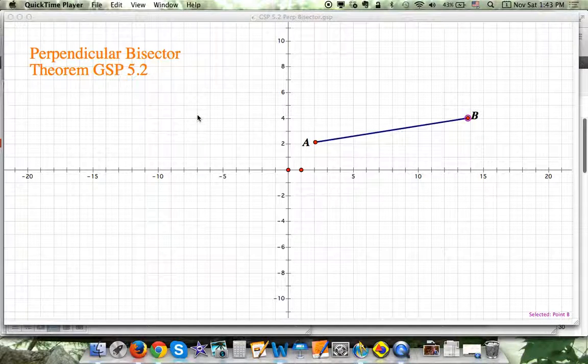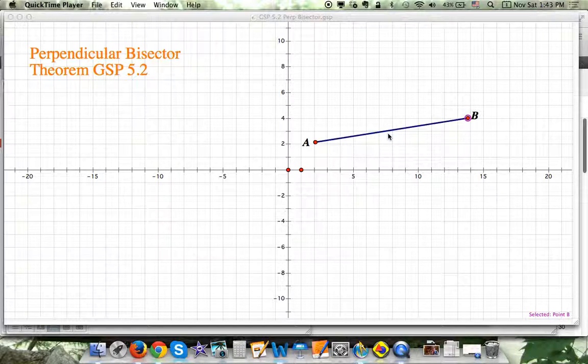Well, geometry students, we just finished up lesson 1, triangle midsegment theorem, and now we're going to get started on lesson 2 using perpendicular bisectors. The perpendicular bisector theorem is what we're going to look at here with Geometry Sketchpad 5.2. You should have this pulled up, which is just a segment AB, and what we're going to do is essentially discover what the perpendicular bisector theorem is.